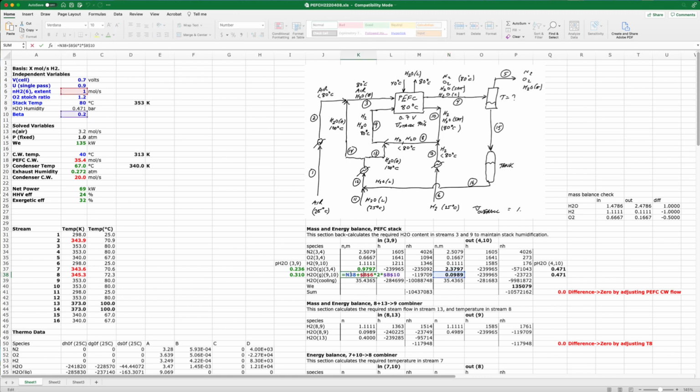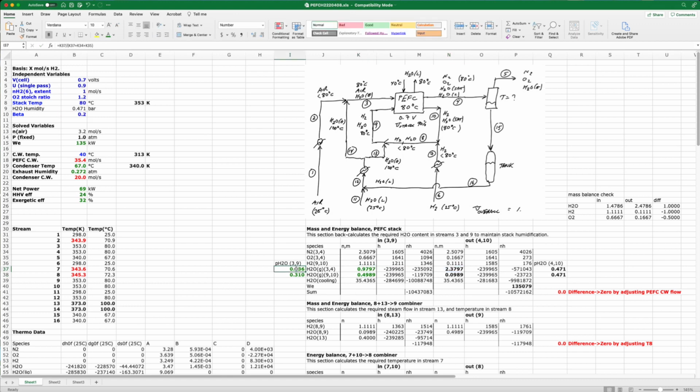And so if we look here, we're taking the amount of water that leaves and adding to it the water that is transported across the membrane due to electroosmotic drag. Likewise, on the air side, the H2O in stream 4 has to be the H2O in stream 3 plus the amount of water that we either made at the cathode or which was dragged across the membrane. So taking the difference, we can calculate the water that must have been in stream 3.